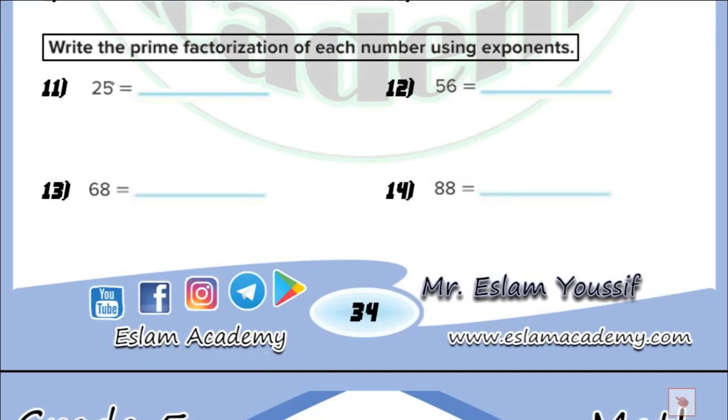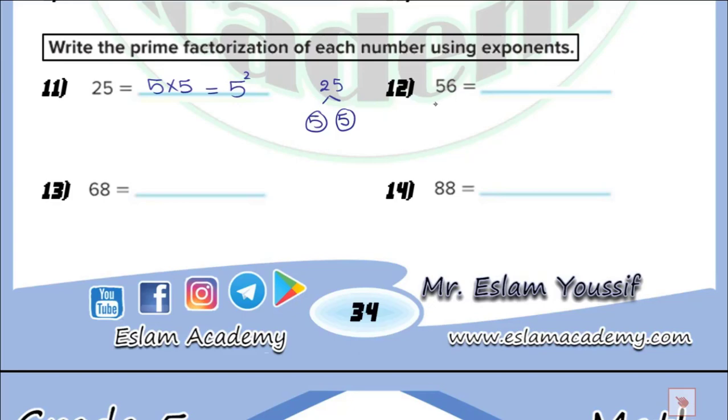In this problem, we need to write the prime factorization of each number using the exponent. As we explained before, factorization means rewriting the number as a product of 2 or more factors. Prime factorization means we just need the prime factors of the number. So we have here 25. As we know, 25 equals 5 times 5. 5 is a prime number, so we write it inside the circle. So we can write 25 as 5 times 5. 5 times 5 in exponent form will be 5 raised to the power 2.